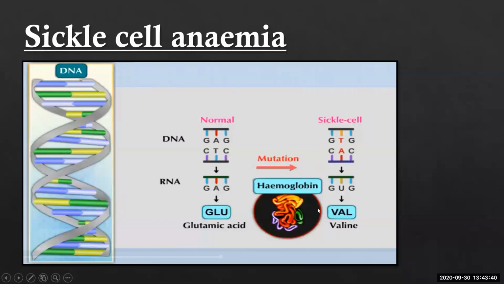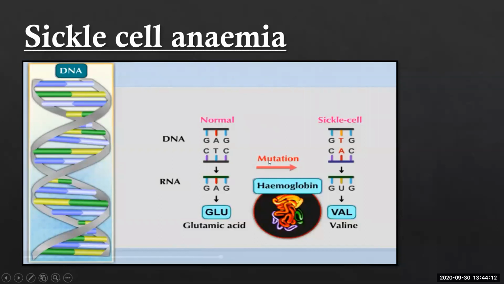But those who are suffering from sickle cell anemia have valine at the sixth amino acid. So in a normal human being, there is glutamic acid as the sixth amino acid, but here valine acts as the sixth amino acid in those suffering from sickle cell anemia. And it also changes the shape and structure of the hemoglobin molecule.